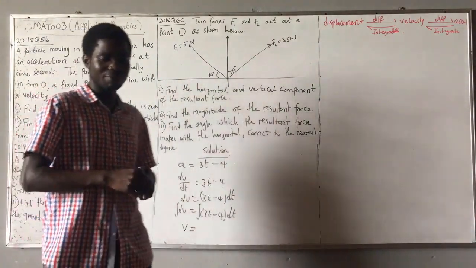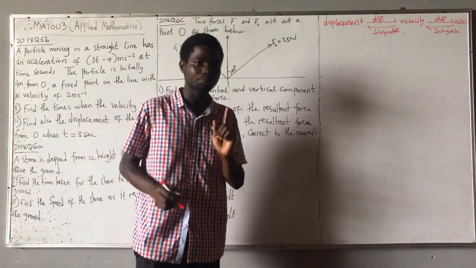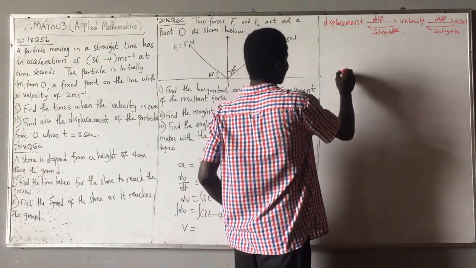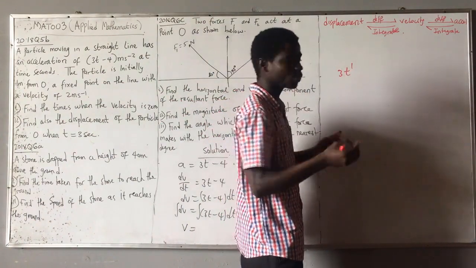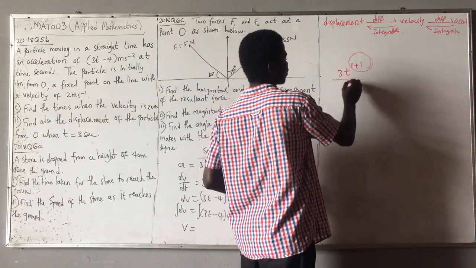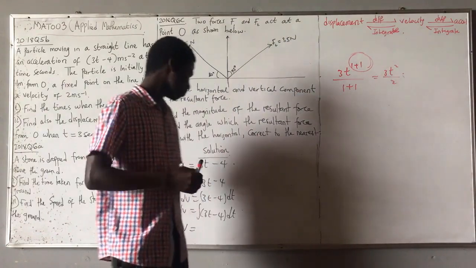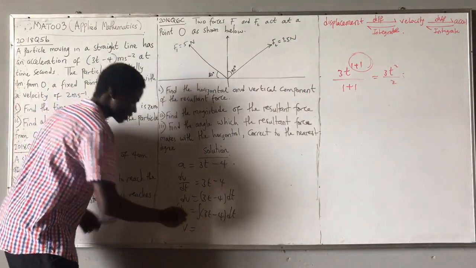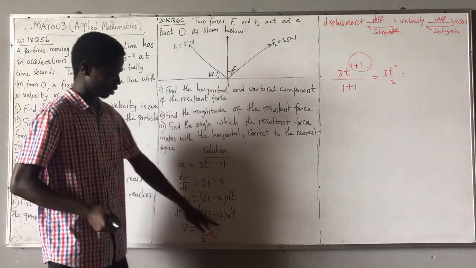Integrate 3t. I have shown you how to integrate in 002. This is 3t. The power of t here is 1. Add 1 to the power. Divide by everything in that power. 1 plus 1. So this is 3t squared over 2. So that means if you integrate 3t, the answer is 3t squared over 2 minus 4.